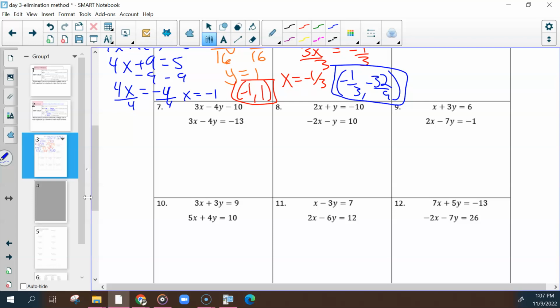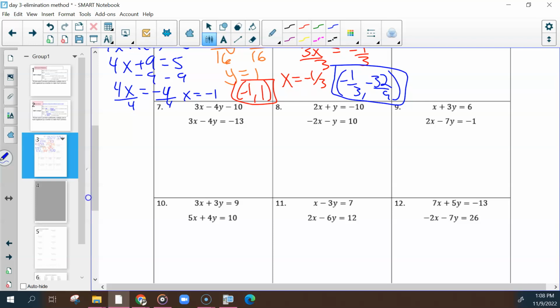Everything's lined up correctly. Do we have a common coefficient for number 9? No. So in that case, we have to make one. It doesn't matter if you do it for the x's or for the y's, it's really whichever you choose. I would say if you have something by itself like this x, probably do the x's because it'll be easier, but either or. So to make these have the same, we're going to multiply some number by either 1 or both so that they are the same.